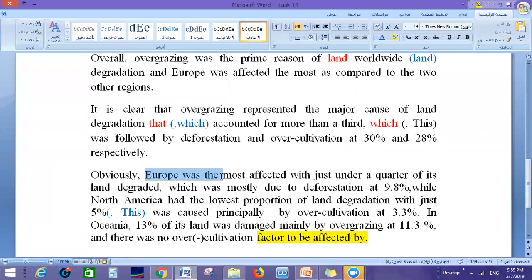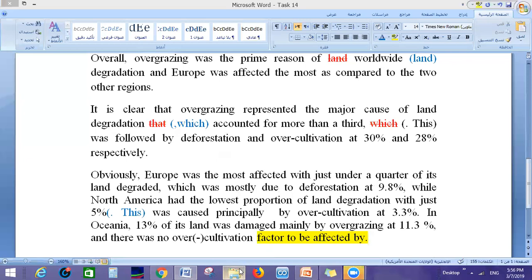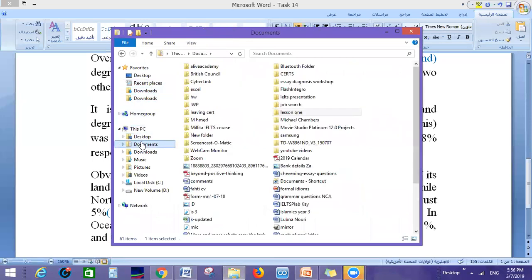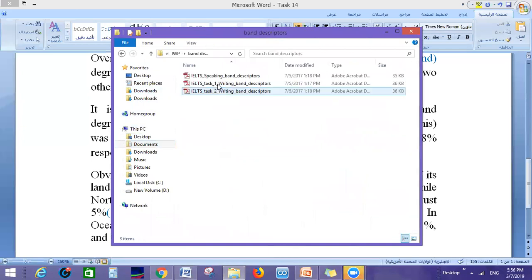Obviously, Europe was the most affected, with just under a quarter of its land degraded, which was mostly due to deforestation at 9.8%. While North America had the lowest proportion. Now, what I don't understand is, you found the key feature, you presented the key feature, but you didn't present the key feature in the overview. Okay, let's take a look at the band descriptors.